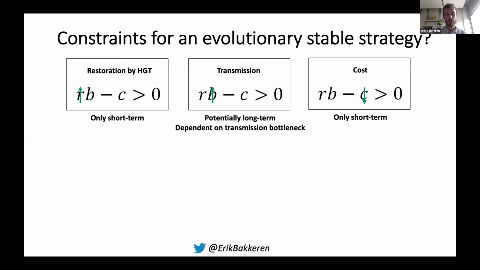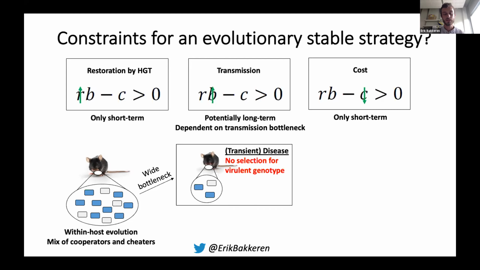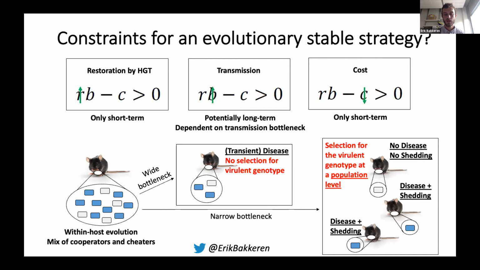And if I want to summarize this a little bit more graphically, you have a within-host evolution mixture, let's call it, of cooperators and cheaters. And if you have a wide bottleneck, as is done in my experiments, this can allow for transient disease. And in this case, there's no real selection for the virulent genotype. But in more realistic cases with a narrow transmission bottleneck, you may select for the virulent genotype at the population level. That's because when you have a cheating clone, this doesn't lead to any disease or shedding. And this is in contrast to when you transmit virulent clones.